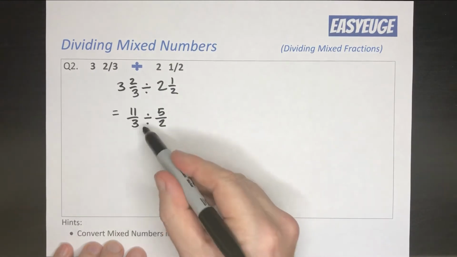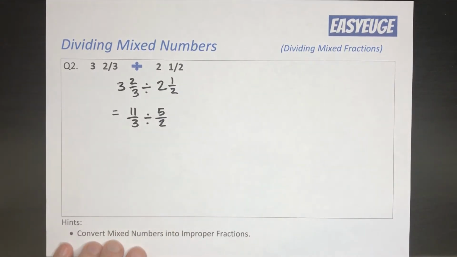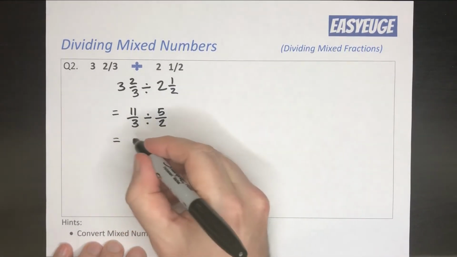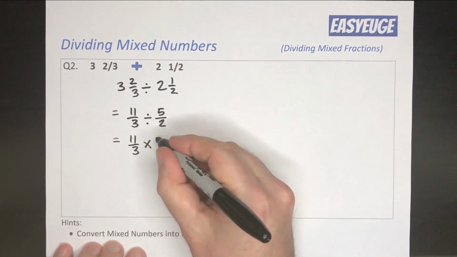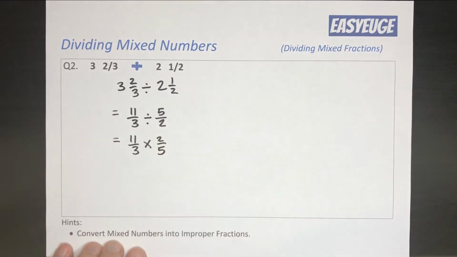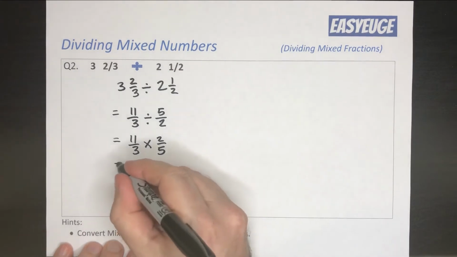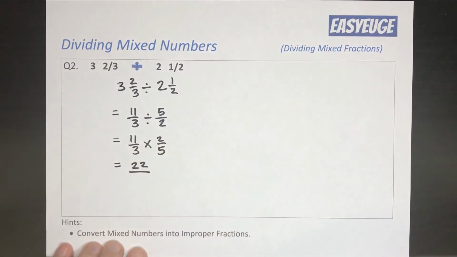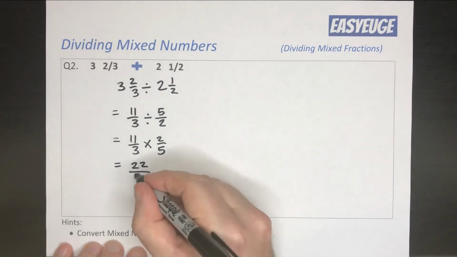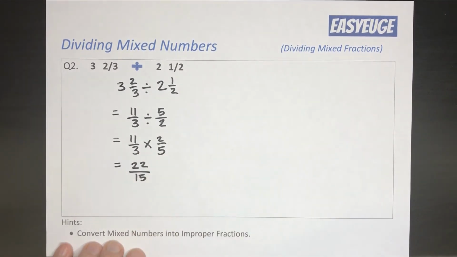And we know that when you're dividing by a fraction, you can multiply by the reciprocal. Let's rewrite that. 11 over 3 multiplied by 2 over 5. There we go. And let's very simply go ahead and multiply this out. So 11 times 2 is 22, and 3 times 5 is 15, and the answer is 22 over 15. So this is still a fraction. Let's turn this into a mixed number.